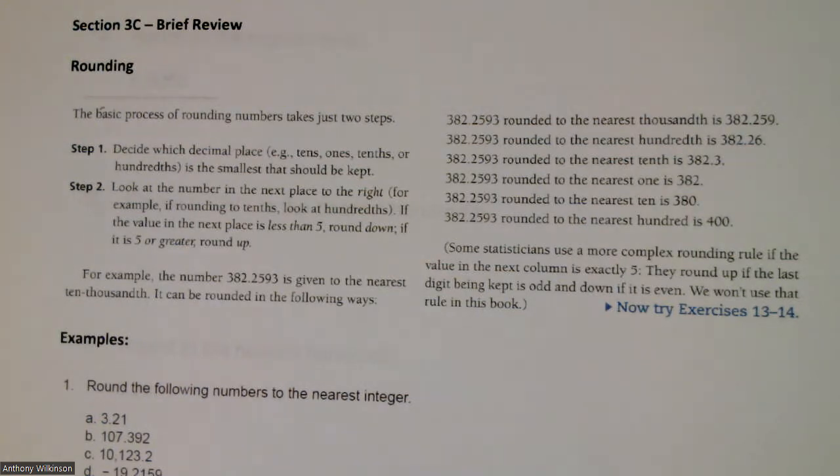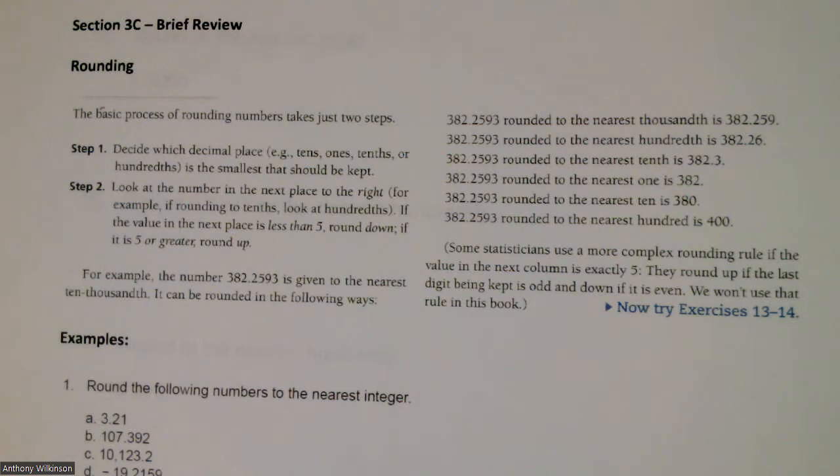All right, the basic process of rounding numbers takes just two steps. Number one, you want to decide which place value, for example, the tens or the ones or the tenths or hundredths, is the smallest that should be kept. And then number two, you're going to look at the number in the next place to the right. Like, for example, if we're rounding to the nearest tenth, you need to look at the digit that is in the hundredths place. That's the digit to the right of the place value position that you're rounding to.